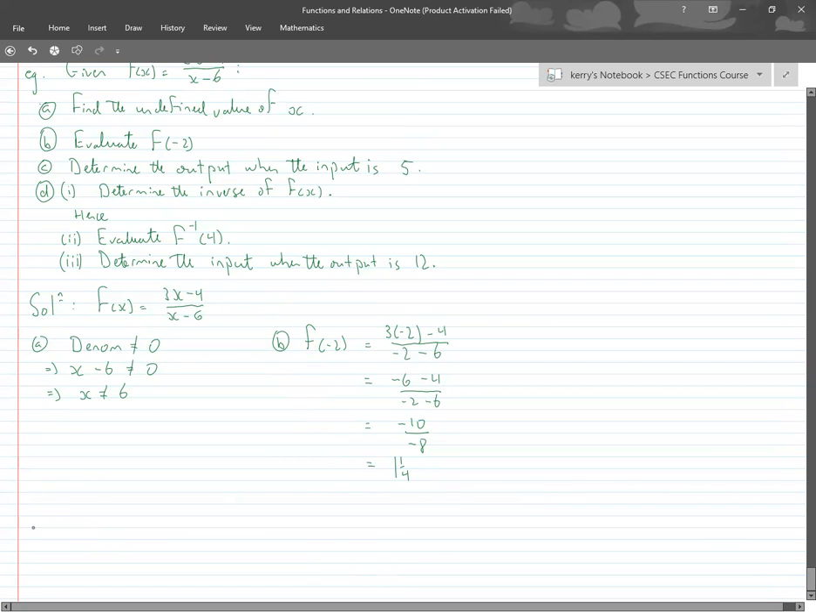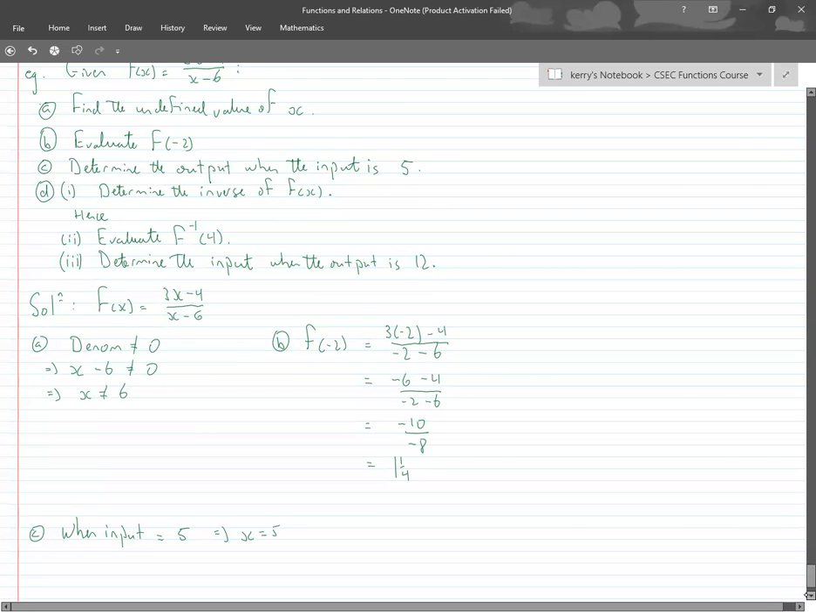So let's do part C now. Part C, determine the output when the input is 5. So to determine, remember, this here tells us how to get the output. So the input is x. That's why we just leave it f, not f inverse. So when the input is equal to 5, this implies that x is equal to 5.